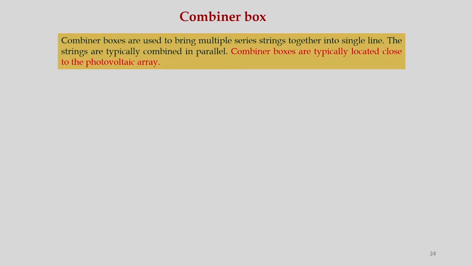Now, let us see what a combiner box is. Combiner boxes are used to bring multiple series strings together into a single line. Already we know about these modules, and they have to be connected, and finally it will come as a single wire, and where it will be connected, it will be in the combiner box. The strings are typically combined in parallel. The combiner box is typically located close to the photovoltaic array. This we must know.